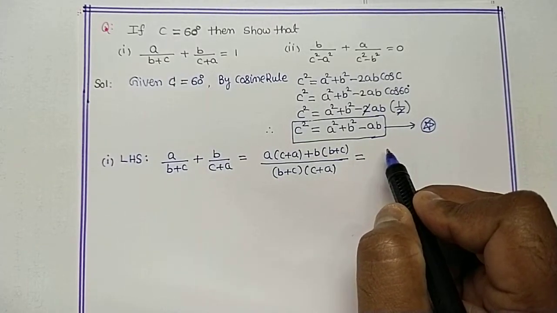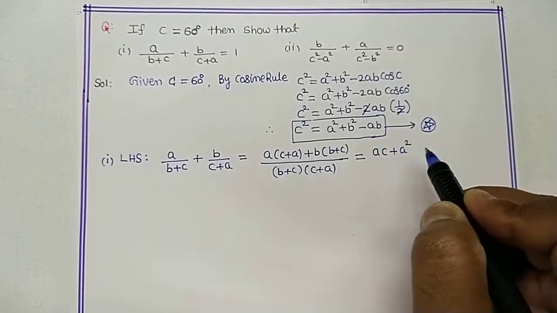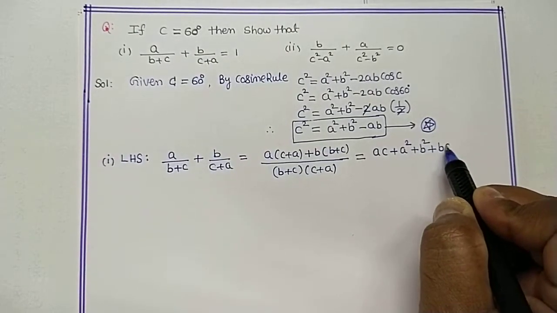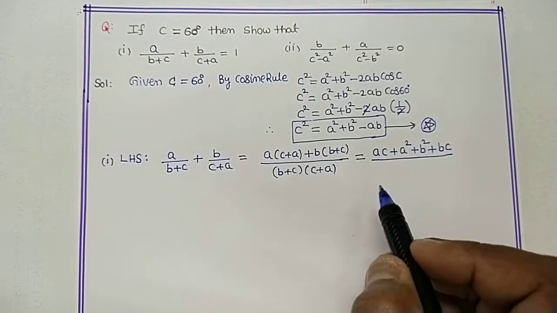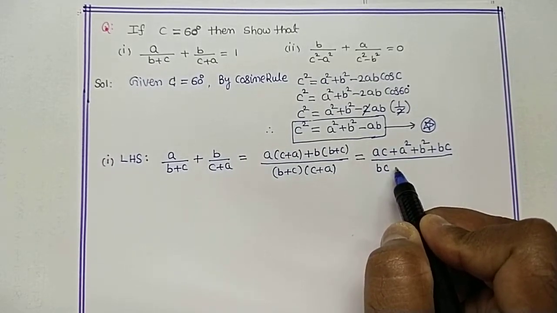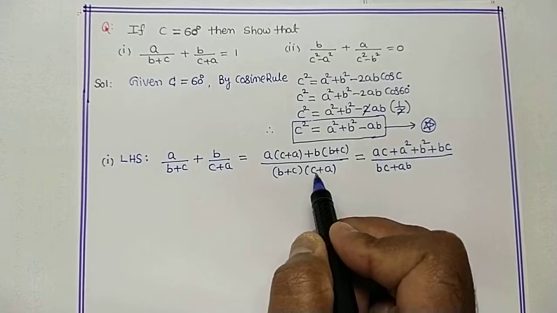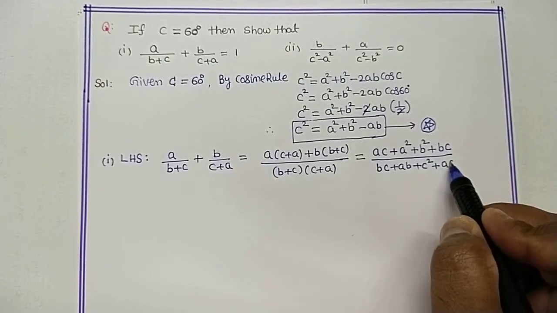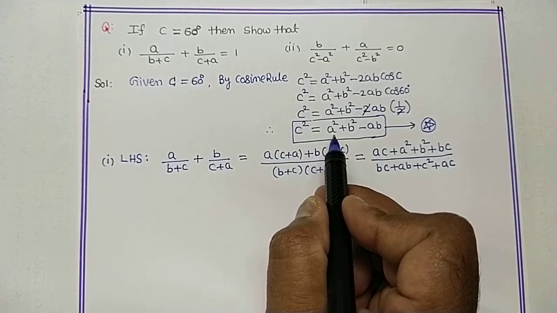AC, A into C, AC, plus a into a square, plus b into b square, and plus bc, whole divided by, here also actual multiplication, bc plus ab, first b into c, after that b into a, plus c into c square, after that plus ca or ac. Here what we are doing is, in place of c square in the denominator, you have to write this star mark value.